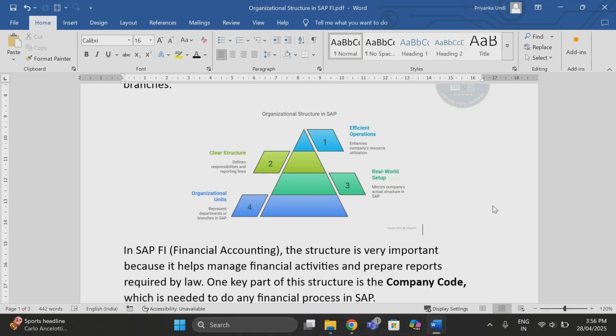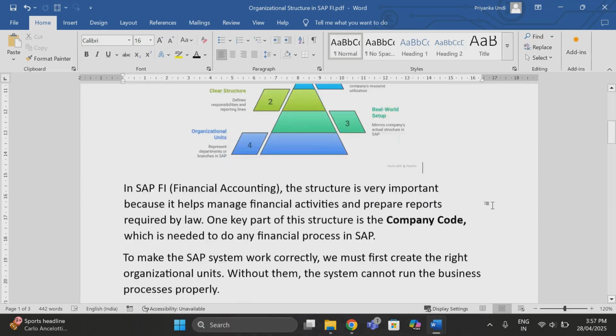Organizational units represent departments or branches in SAP. This is how the organizational structure will be in SAP.